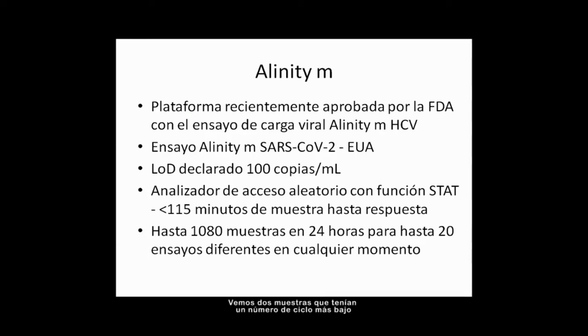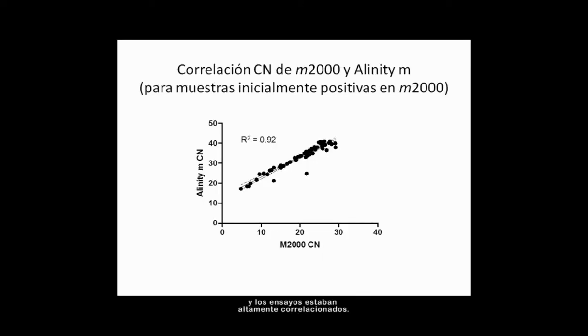We see two samples which had a lower cycle number for the Alinity, falling below that straight line, and perhaps the amplification in those samples was a little less efficient on the M2000. There was a shift in cycle number, so that the cycle number for any given Alinity assay was about 12 CT or CN units higher. That raises no practical differences, and the assays were highly correlated.